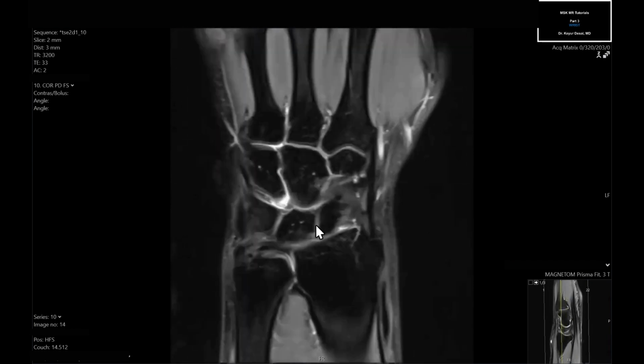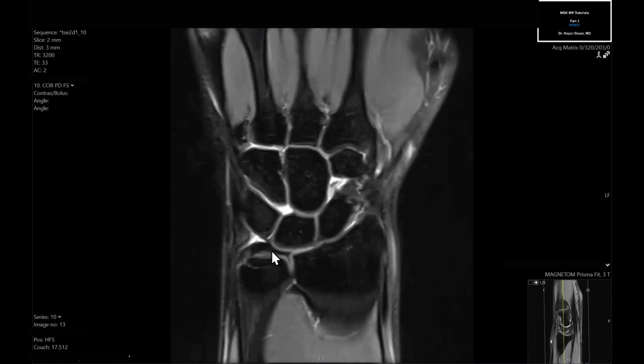And then the next structure we're going to talk about is the triangular fibrocartilage. The triangular fibrocartilage is actually just one component of several additional components that make up what we call the triangular fibrocartilage complex. In addition to the triangular fibrocartilage, you're going to have dorsal and volar radioulnar ligaments. There's going to be the meniscus homologue. There's going to be the ulnar collateral ligament and the extensor carpi ulnaris tendon. Usually out of all of these structures, the most common pathologies are going to be the triangular fibrocartilage itself, and then the extensor carpi ulnaris tendon, which we'll better evaluate on the axial sequence when we get there.